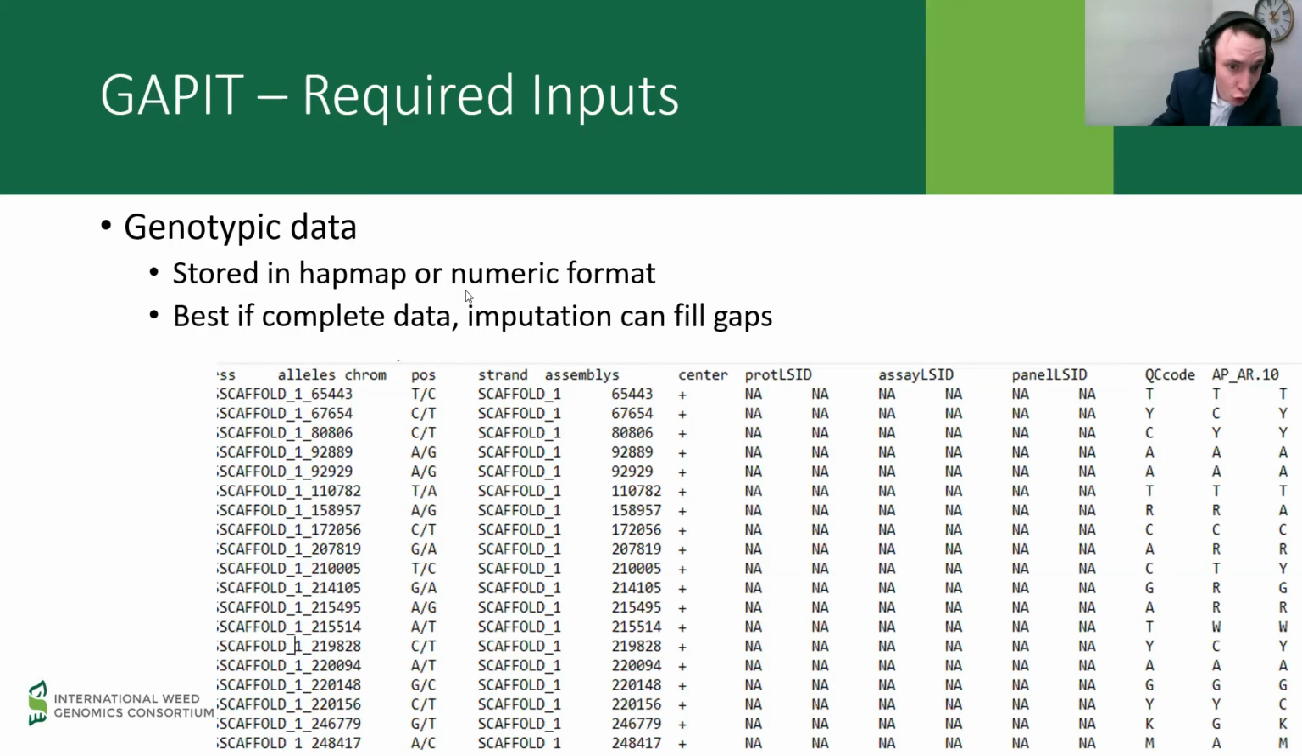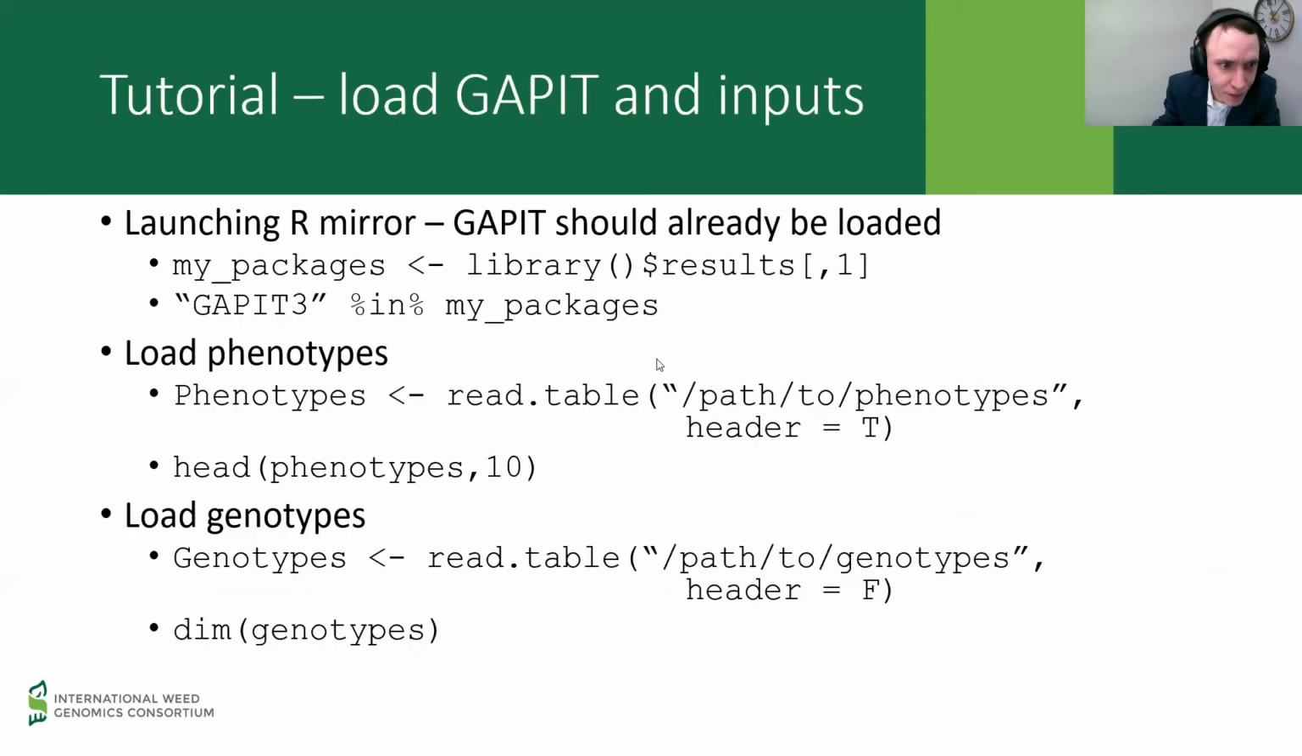Genotypic data stored in a HapMap or a numeric format, simple conversion, not too hard to do. Impute missing data if present, makes it run a lot happier.